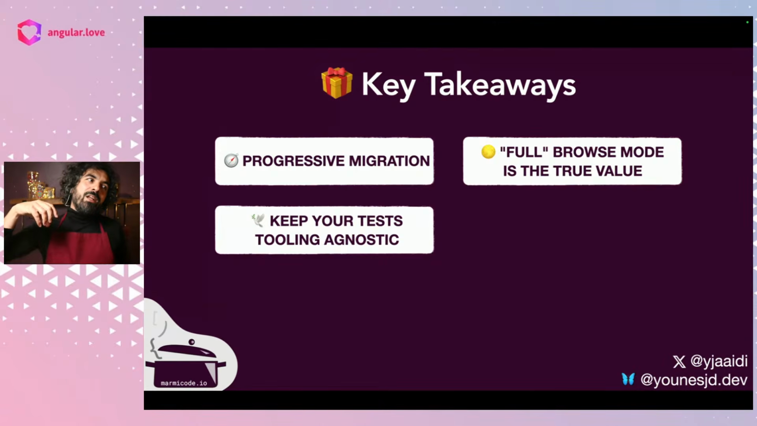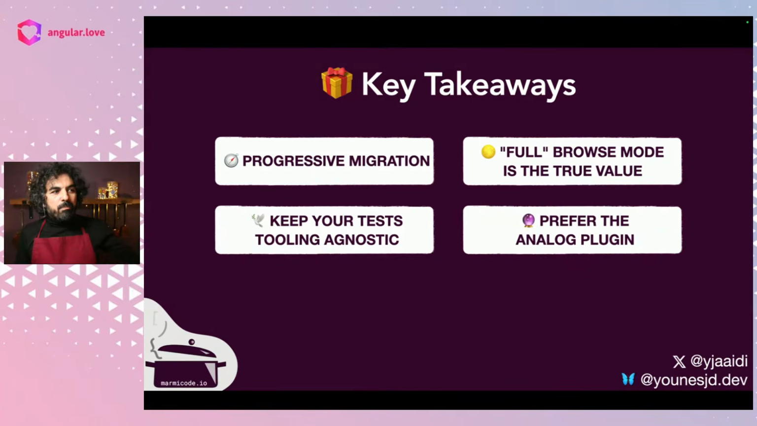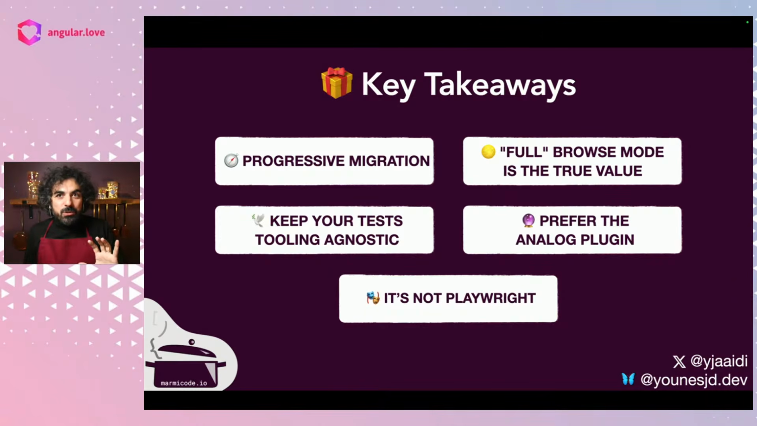Like, for example, I've made a video on this. For example, use fakes instead of mocks and spies, which is a common problem in testing that makes tests painful and coupled to the testing framework. Prefer the analog plugin for the reasons I've mentioned in opposition to the Angular CLI. And notice that VTest browser mode is not Playwright. It's using Playwright under the hood, but it's not really Playwright.